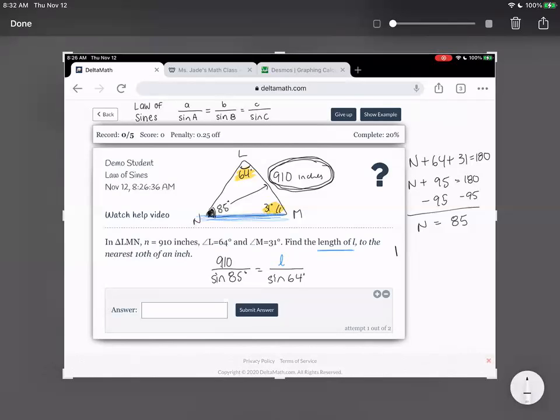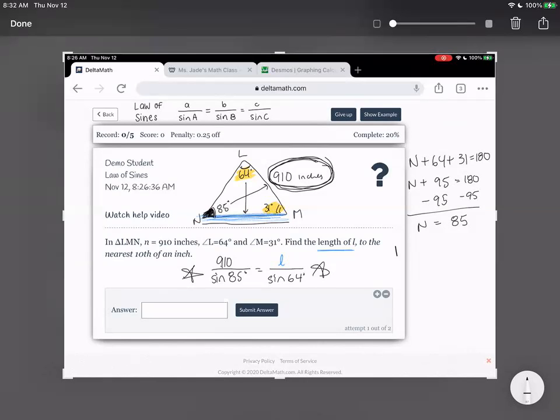Okay. So we just set up this proportion. This first proportion has to do with 910 divided by sine of 85, the angle right across from it, and that's equal to this proportion, which is the blue side in question, the one that we want, divided by the sine of the angle right across from it.